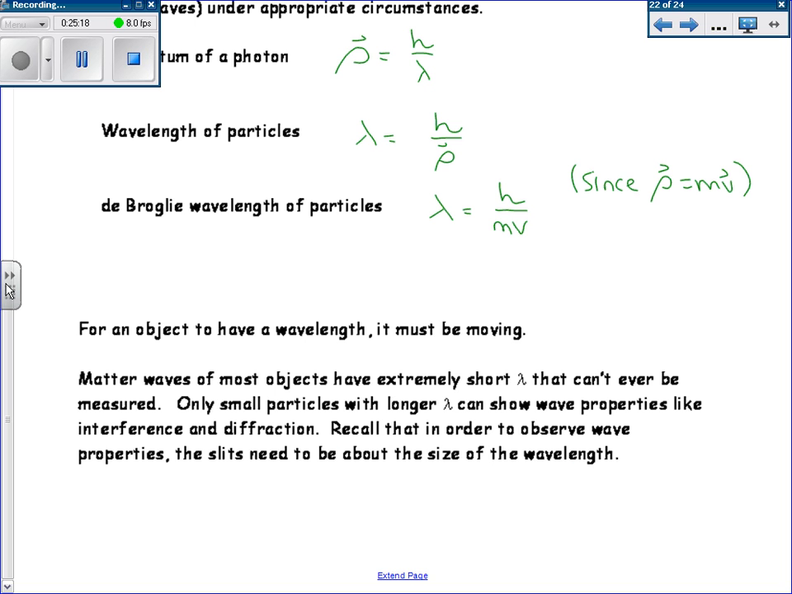The thing here, though, is that matter waves of most objects have extremely short wavelengths that can't ever be measured. Only really small particles with longer wavelengths can show wave properties like interference and diffraction. And we're going to find out in the next unit, electrons do this. Electrons behave like waves under certain circumstances, and other subatomic particles do as well. In order to observe wave properties, the slits in a diffraction grating need to be about the size of the wavelength, and that's really hard to do when you're talking about really tiny wavelengths.